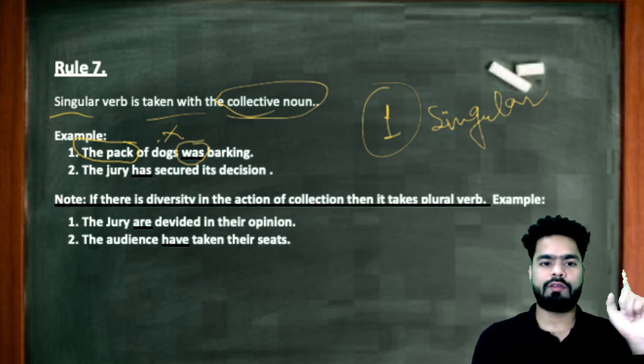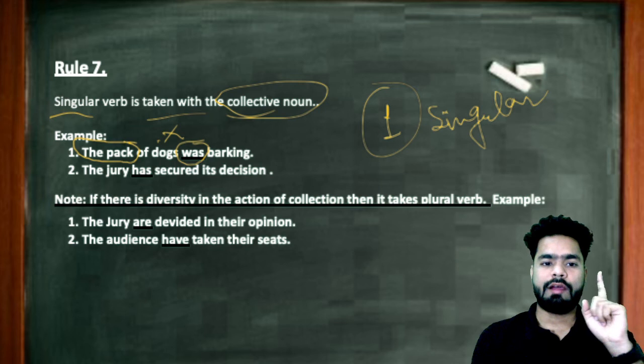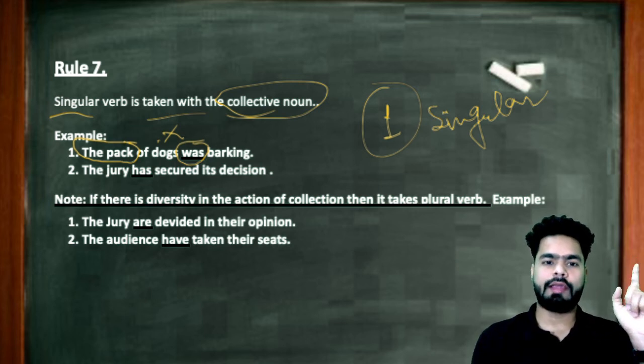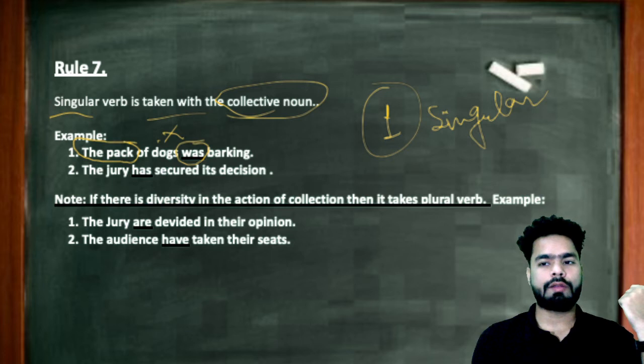"Were barking. Dogs were barking." No. It was barking. The pack of dogs was barking. We are talking about the pack. Pack is singular. Is it clear? And pack is the collective noun for dogs. Is it clear? This is rule number 7, first example.